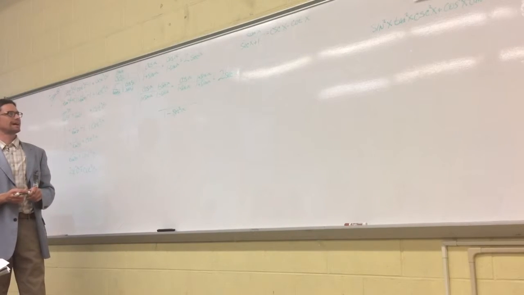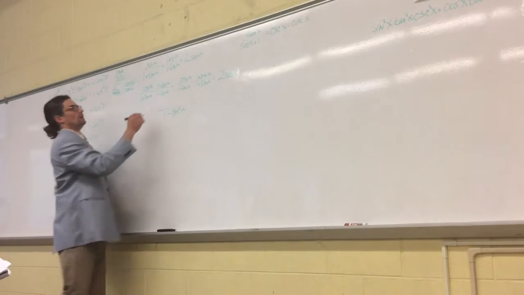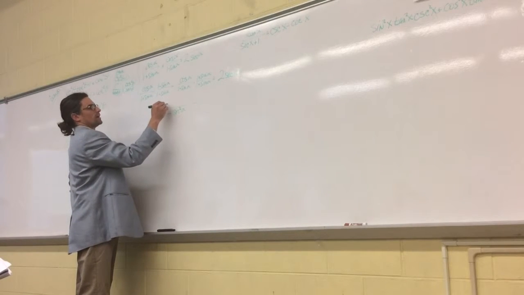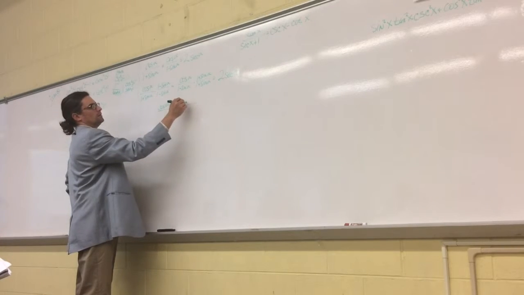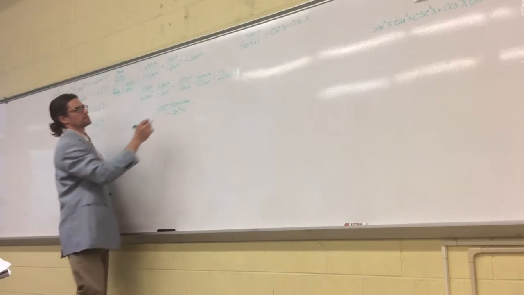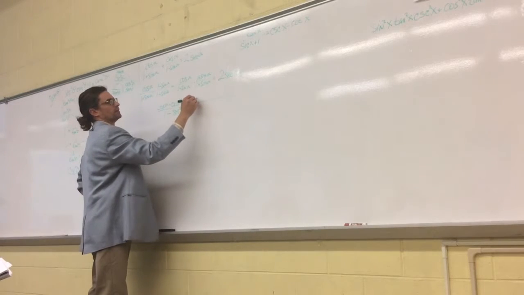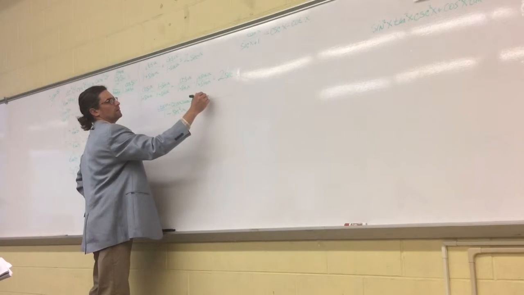We have cosine times 1 minus sine alpha: cosine alpha minus cosine alpha sine alpha, plus the other numerator, cosine alpha plus cosine alpha sine alpha.